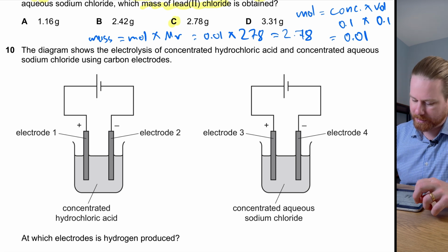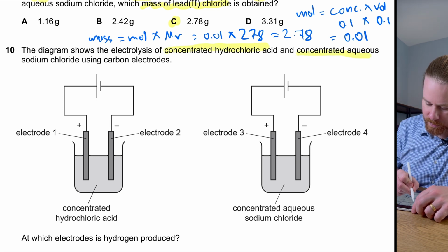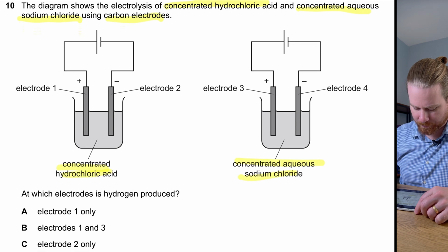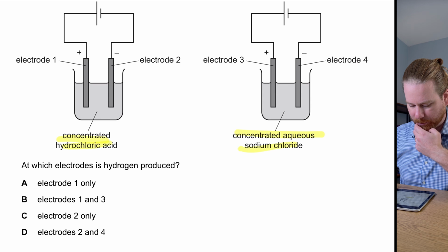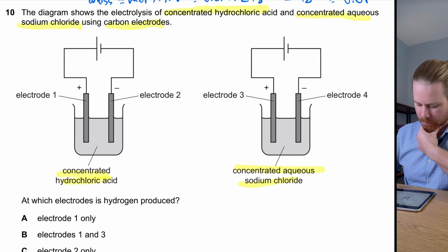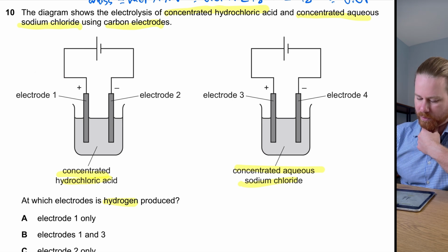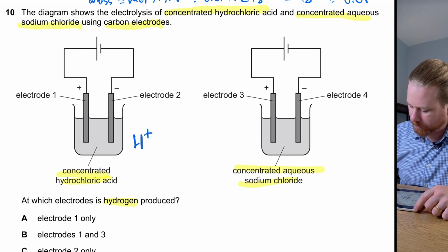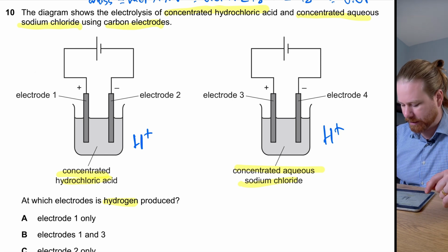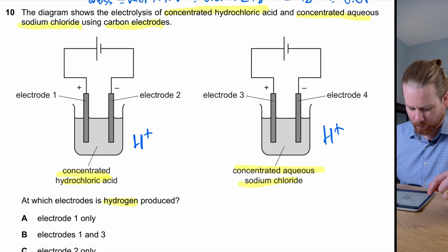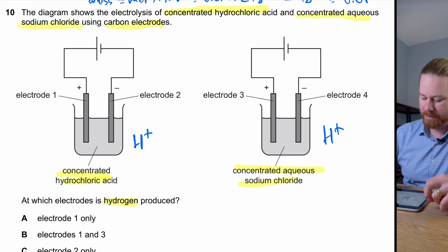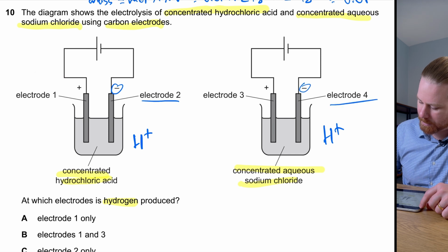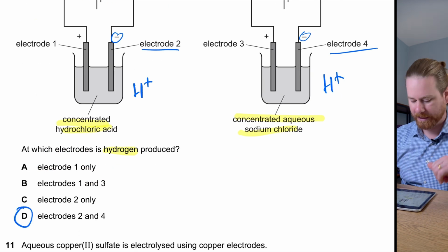Okay, so we've got some electrolysis. We have hydrochloric acid, sodium chloride, carbon electrodes. At which electrodes is hydrogen produced? Well, let's have a think about what's going on before we look at our answers. In this electrolysis, we do have hydrogen because it is a solution. This is also a solution, so all solutions contain the hydrogen ion. So we then need to think, where is the hydrogen ion going? The cation goes to the cathode, so that is the negative electrode. So our negative electrode, electrode 2 and electrode 4. So let's have a look at our answers. So yes, 2 and 4, there we go, happy days.